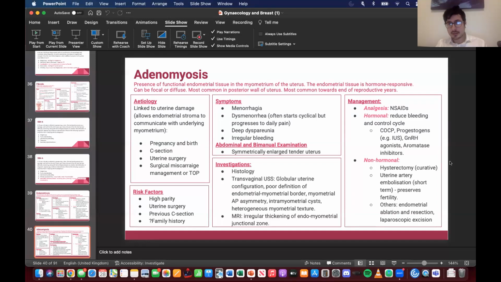Non-hormonal managements can include hysterectomy, which is curative in essence because the endometrial tissue is only in the myometrium, not anywhere else outside the uterus. Or you can embolize the uterine arteries, which can preserve fertility. You can also do some laparoscopic procedures, but those are further down the line. You don't really need to know about it.